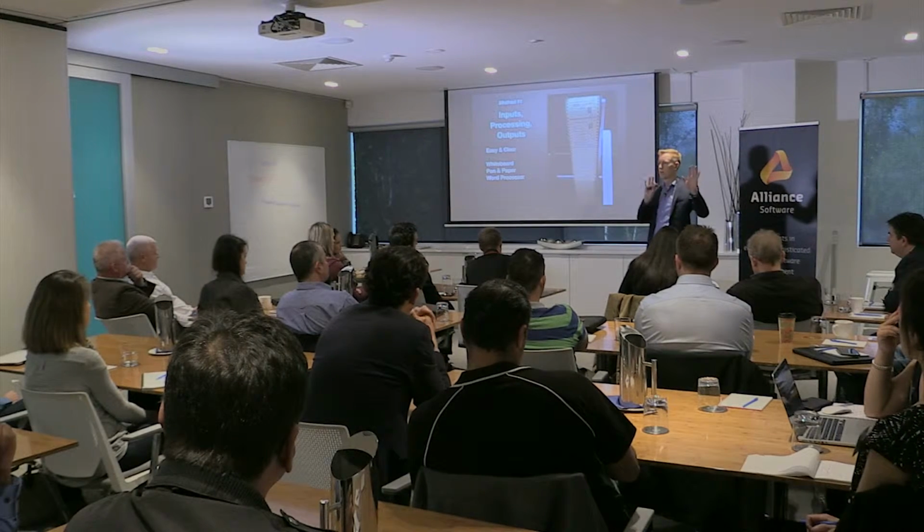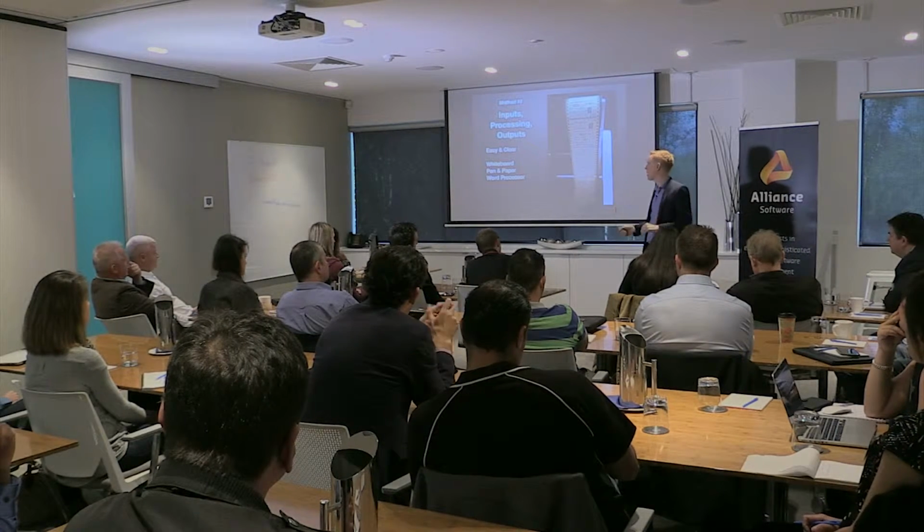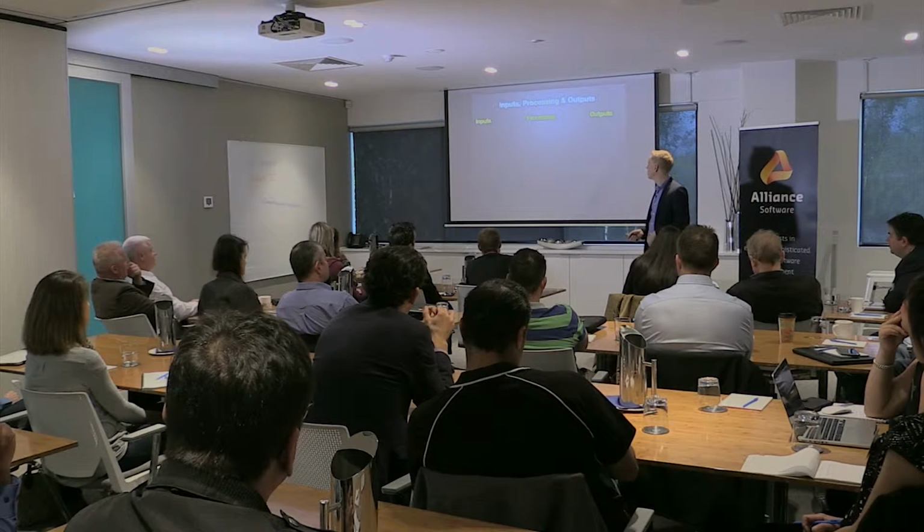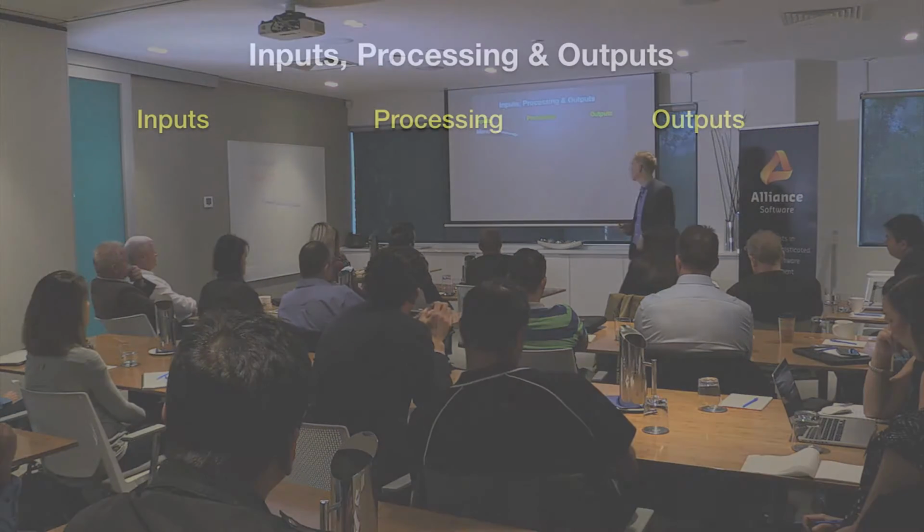What are the inputs? What's the processing? What are the outputs? Every system can be mapped this way. So let's have a look at the inputs, processing, and outputs for a curry ordering system.